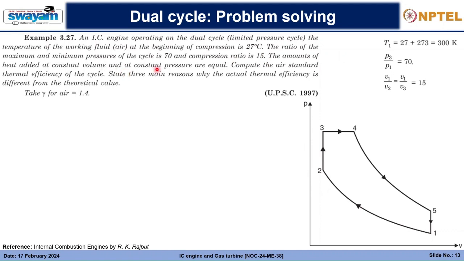The amounts of heat added at constant volume and at constant pressure are equal. Heat added at constant volume is 2 to 3, heat added at constant pressure is 3 to 4, and these two are equal. By that we can equate and find the temperatures. That is how we should be thinking. So again, let me give you some time to think on this problem, and then I will show you how to solve it.